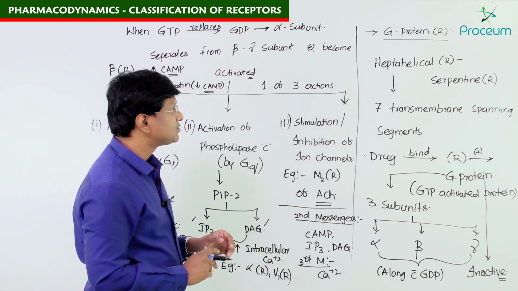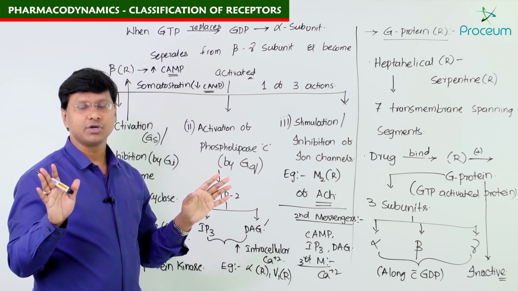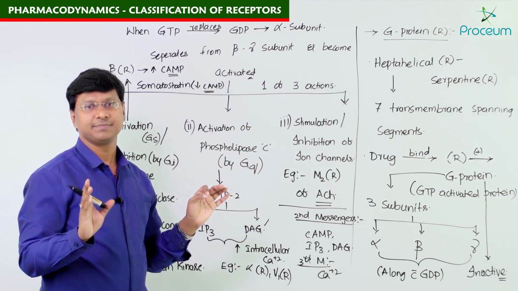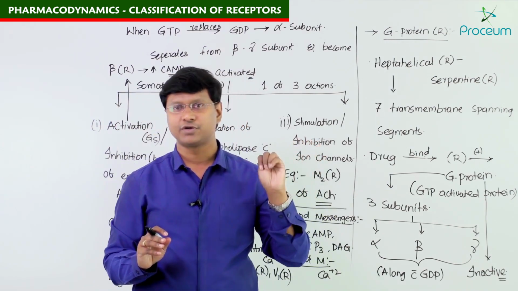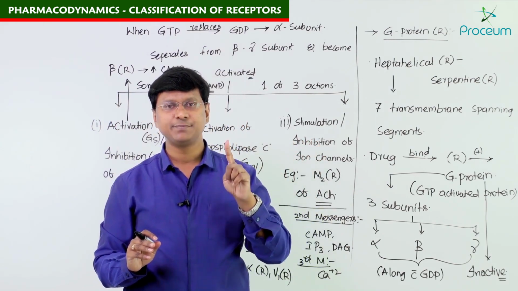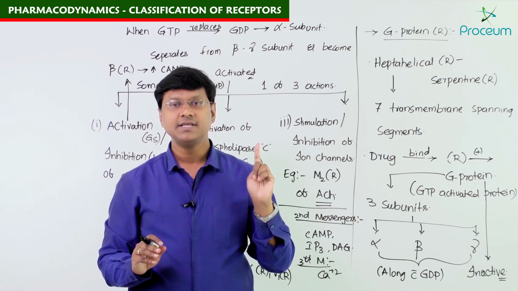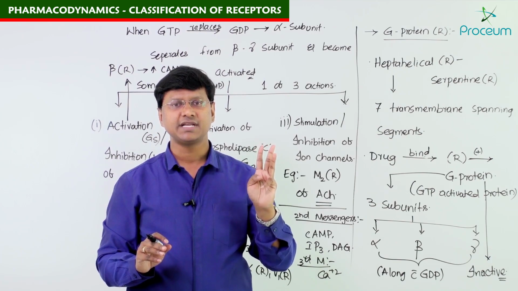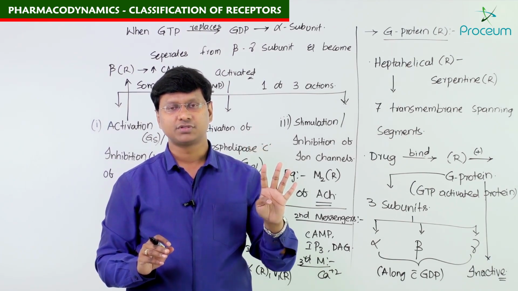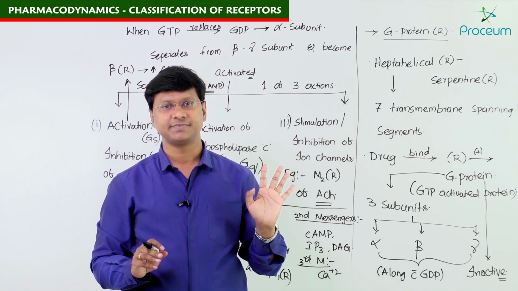Right, so that is what you need to remember here. Let me shortly revise the G protein coupled receptor. In the classification of the receptors, I have said that we have four types. One is the G protein coupled receptor, second is the enzymatic receptor, the third is the ionotropic receptor, and the fourth is the intracellular receptors.